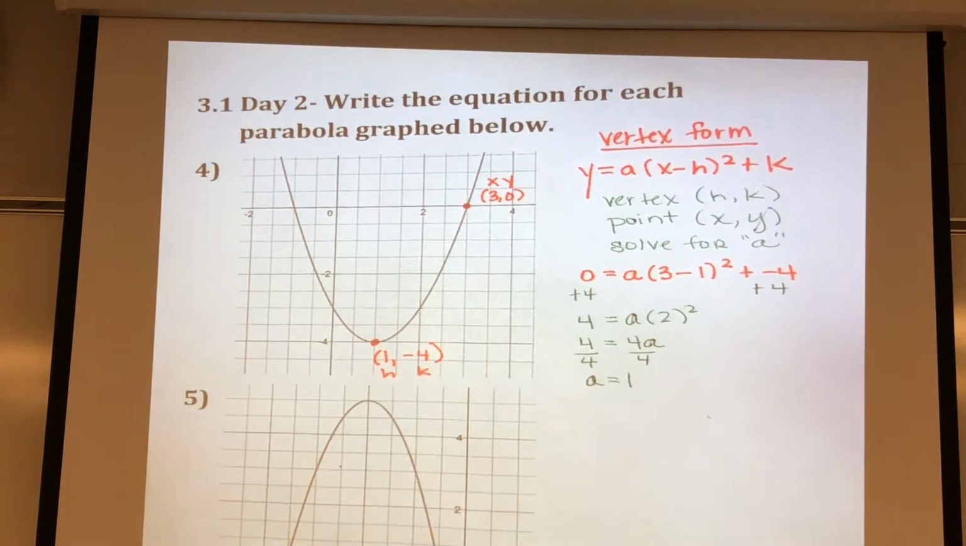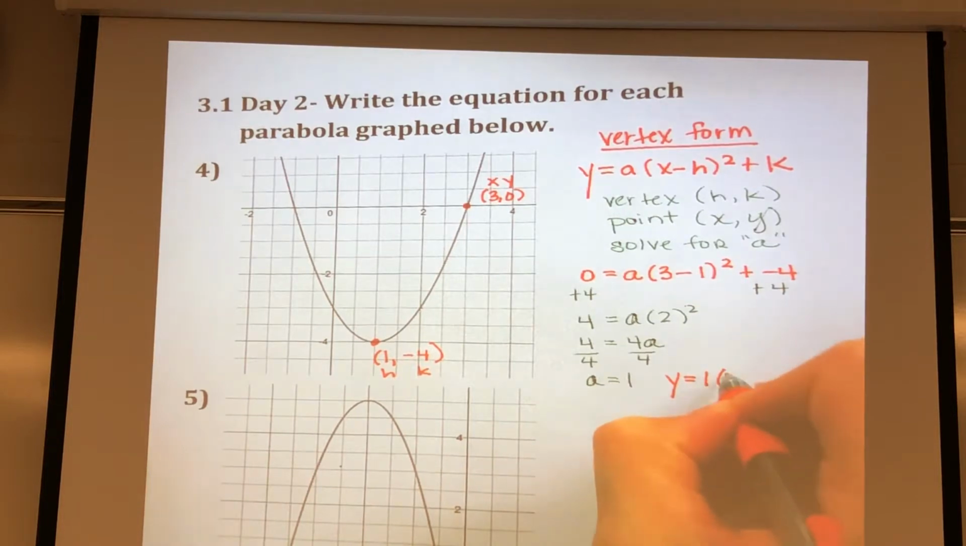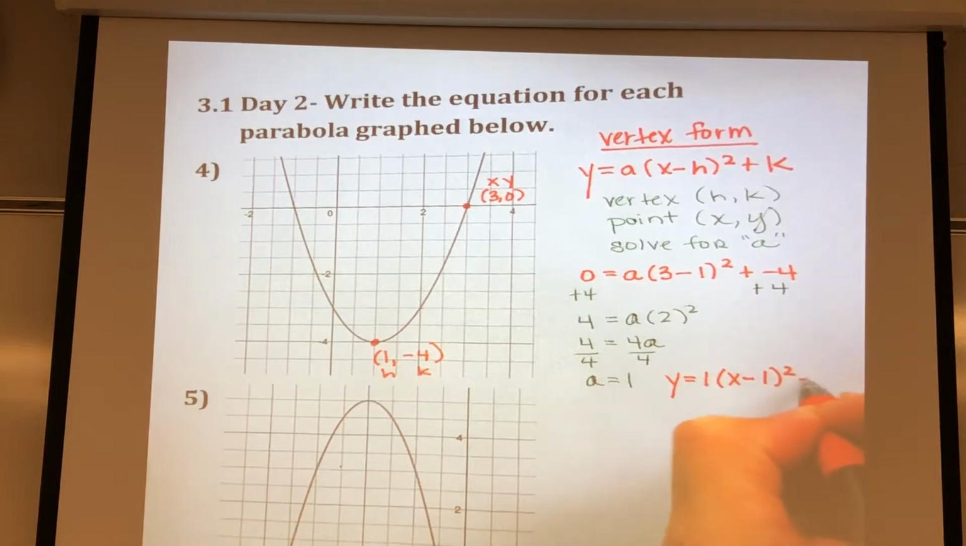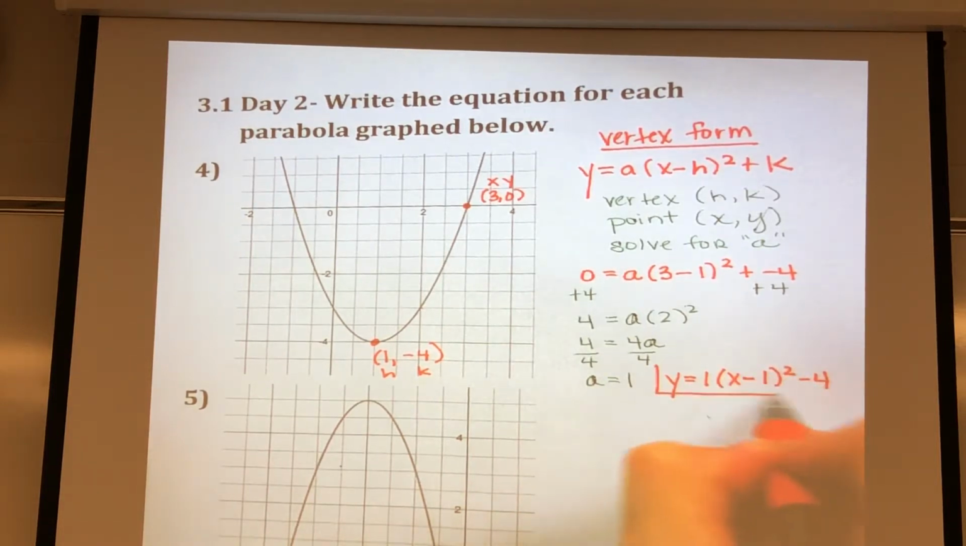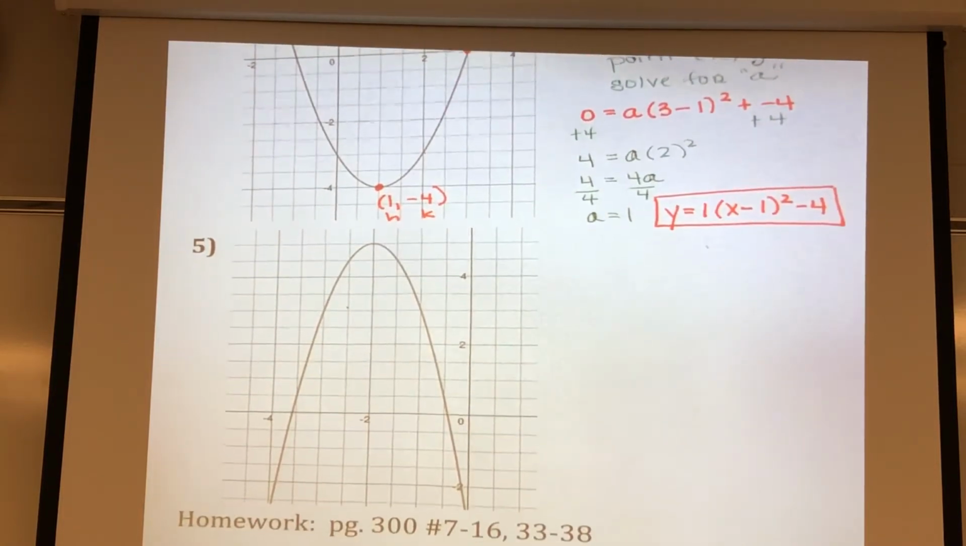Now that's not your final answer. Your final answer, you have to put it all back together. So we would say y equals 1(x minus 1) squared minus 4. Now notice in the final answer, I did not put in any numbers for x or y. The only numbers I substituted into this equation were a, h, and k. So x and y will always be x and y in the final answer. a, h, and k are the only ones that we substitute numbers in for.